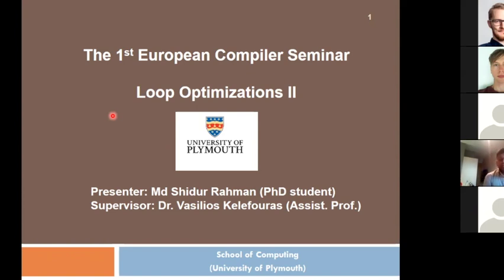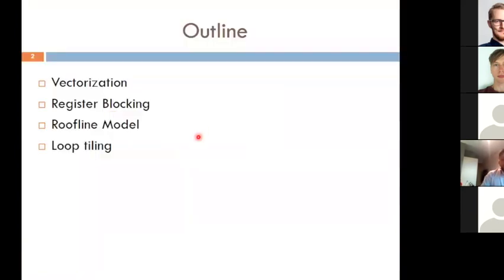Today I'm going to discuss a little bit more advanced topics of loop optimization. So my talk is going to be surrounded by these four areas. First, I'm going to discuss vectorization technique of loop optimization, then register blocking, and roofline model, to be discussing how we can measure that our code is going to be slow or fast before running. And then finally, I'm going to talk about loop tiling.